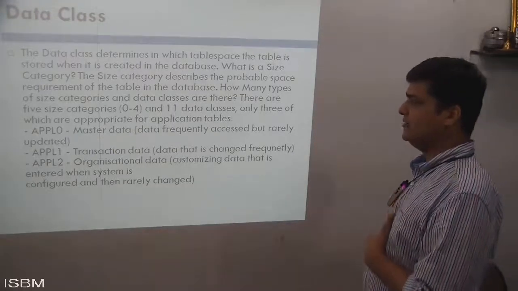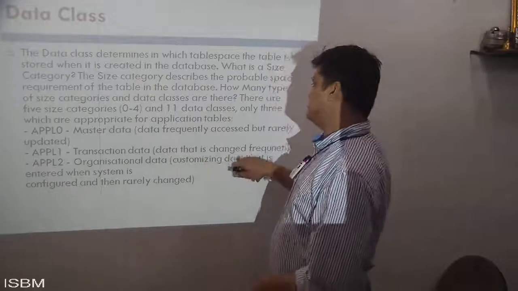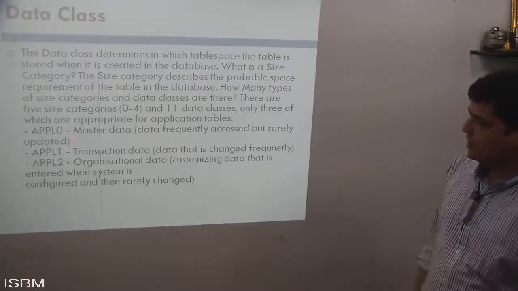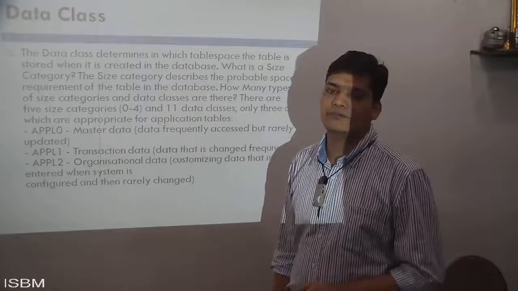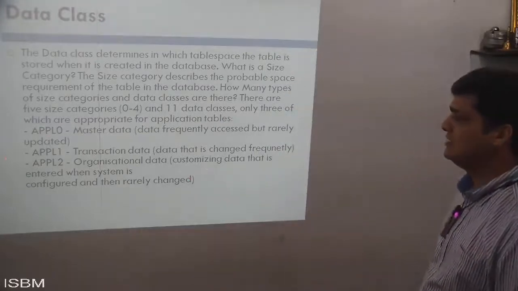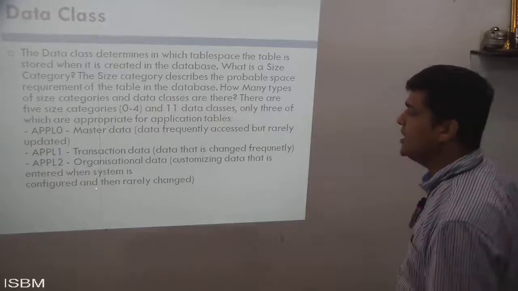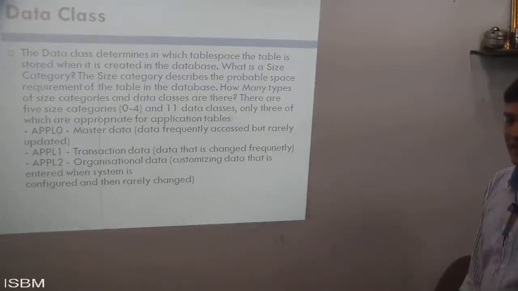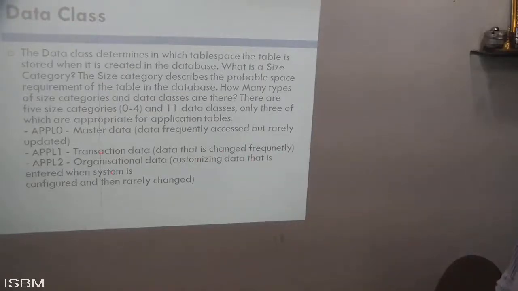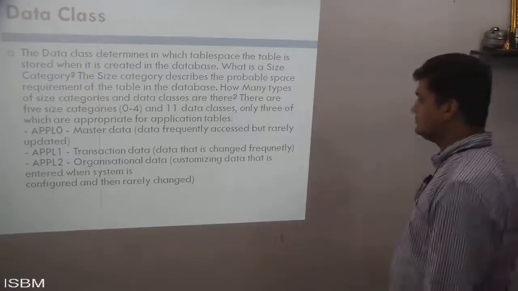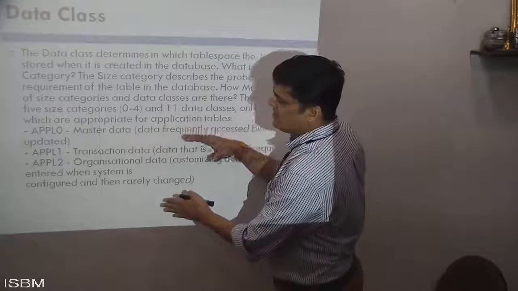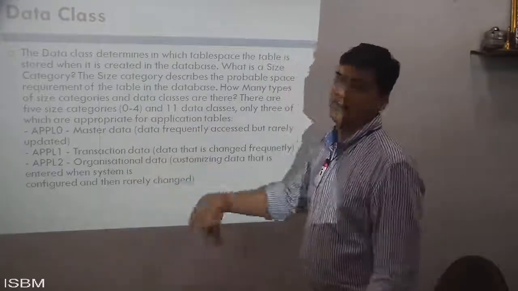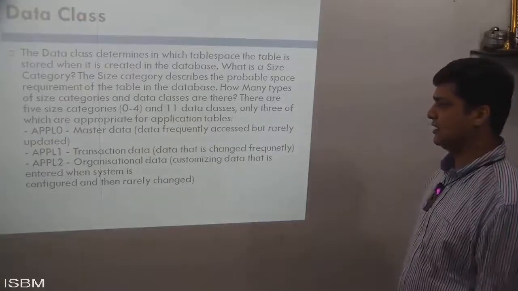The second one is APPL1, which is called the transaction data. It is data that is changed frequently. When we are using any table which is changing frequently, we use APPL1. Then we have APPL2, which is organizational data, the same as customizing data. This is customizing data that is entered when the system is configured or rarely changed. So APPL0 and APPL2 are used when we have to rarely change data, and APPL1 when we have to change it frequently. So: master data, transaction data, and organizational data.